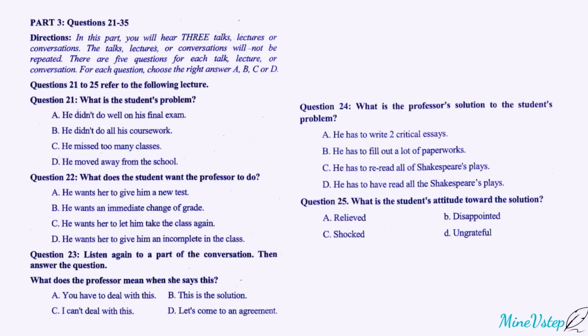Part 3. Questions 21 to 35. In this part, you will hear 3 talks, lectures or conversations. The talks, lectures or conversations will not be repeated. There are 5 questions for each talk, lecture or conversation. For each question, choose the right answer. A, B, C or D.